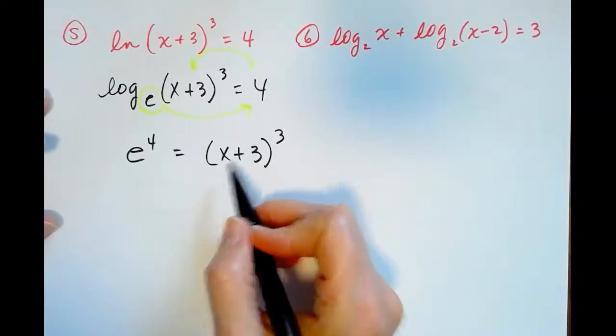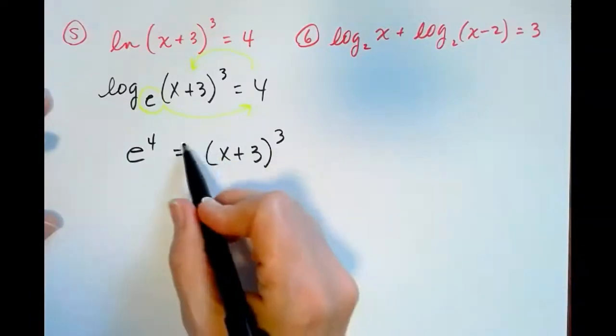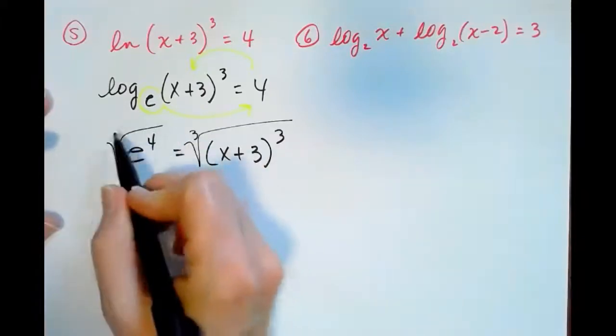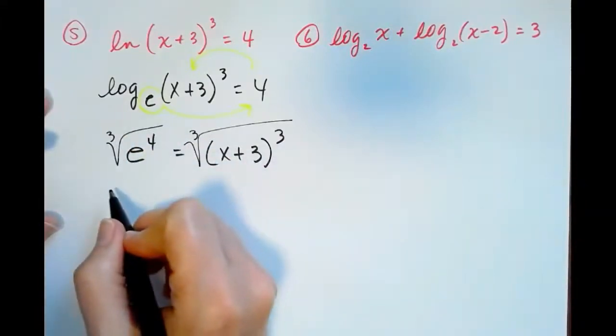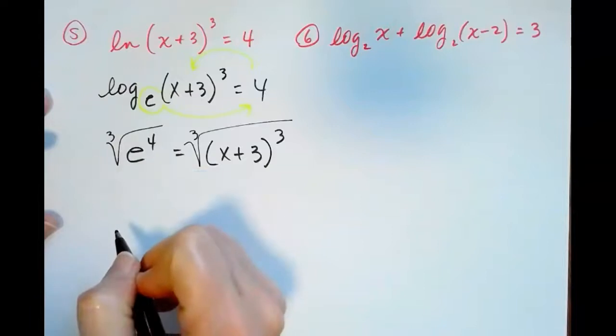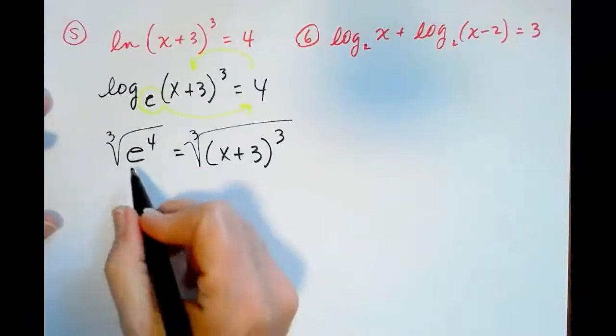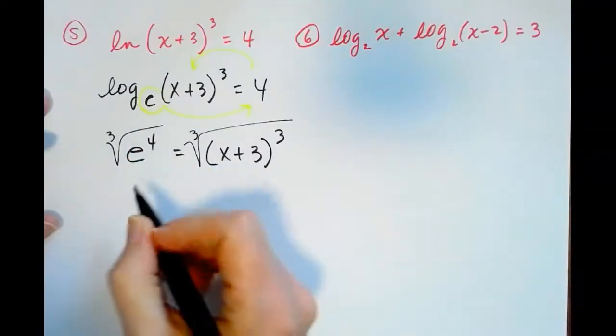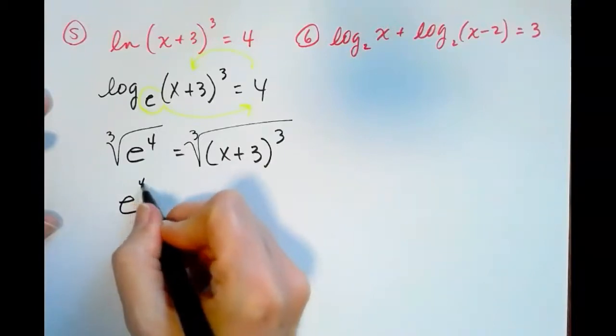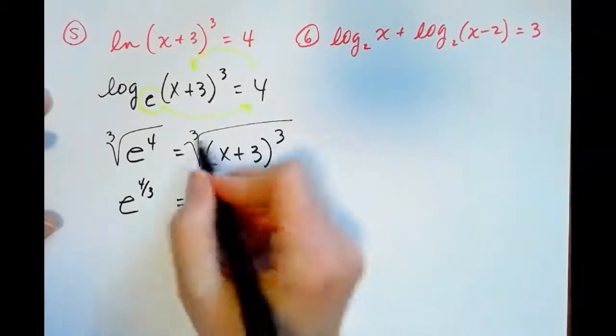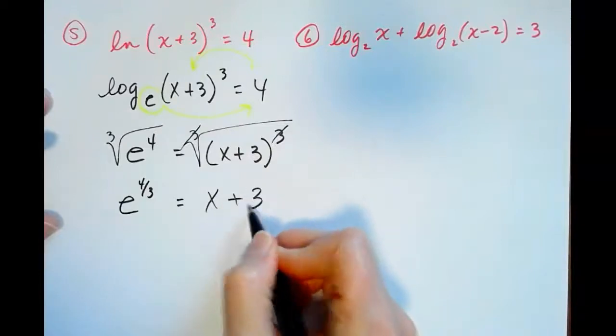So to do that, I am going to take the cube root of both sides. And it might be easier just to rewrite this as a fractional exponent. So instead of the cube root of e to the fourth, let's just let it be e to the 4/3 equals x plus 3.